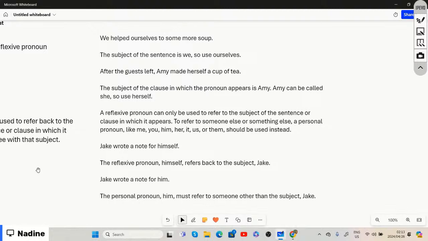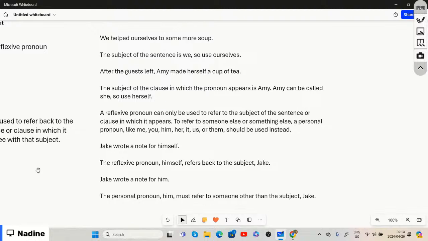After the guests left, Amy made herself a cup of tea. Not someone else, she made herself a cup of tea. So we can say Amy refers to the subject she, right? So Amy refers to the subject she, and it refers back to herself. So Amy is the subject, but if we were to give the pronoun of that subject, it would be she, and she refers back to Amy or to herself.